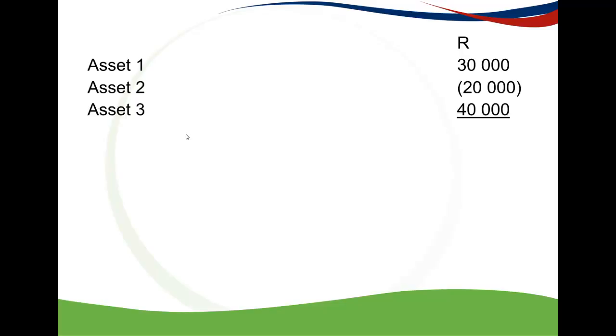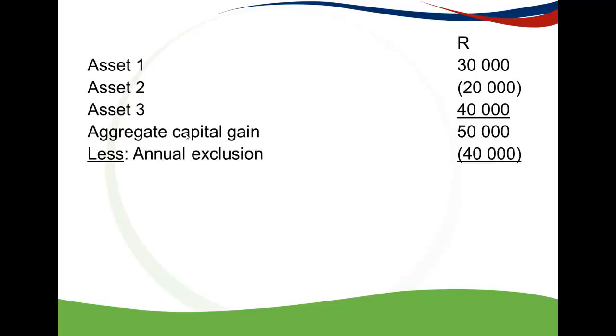The first step is we need to go and add up all of the gains and losses of the assets together. So asset 1 had a gain of 30,000 Rand, asset 2 had a loss of 20,000 Rand, and asset 3 had a gain of 40,000 Rand. Then we get to something called your aggregate capital gain, which is 50,000 Rand. From that, we need to go and deduct her annual exclusion, which is 40,000 Rand, and then you are left with a subtotal of 10,000 Rand.